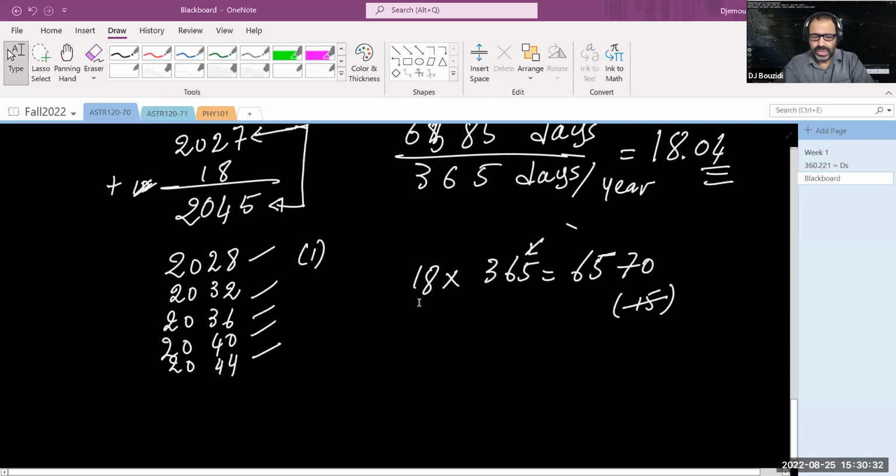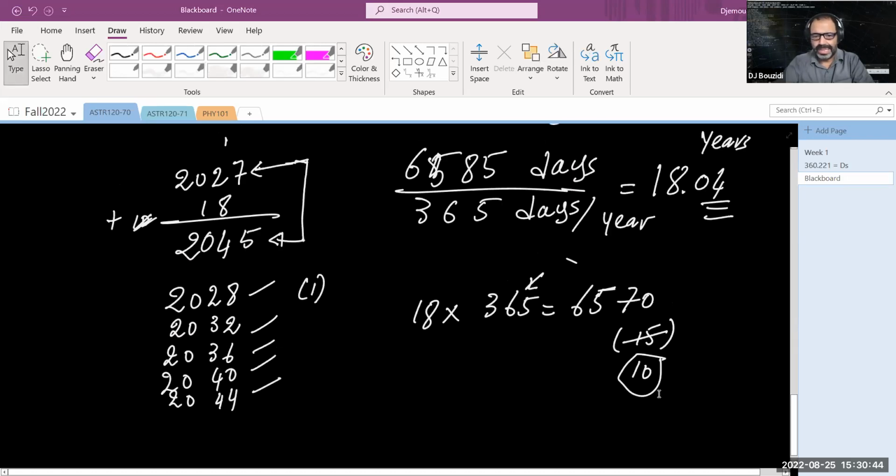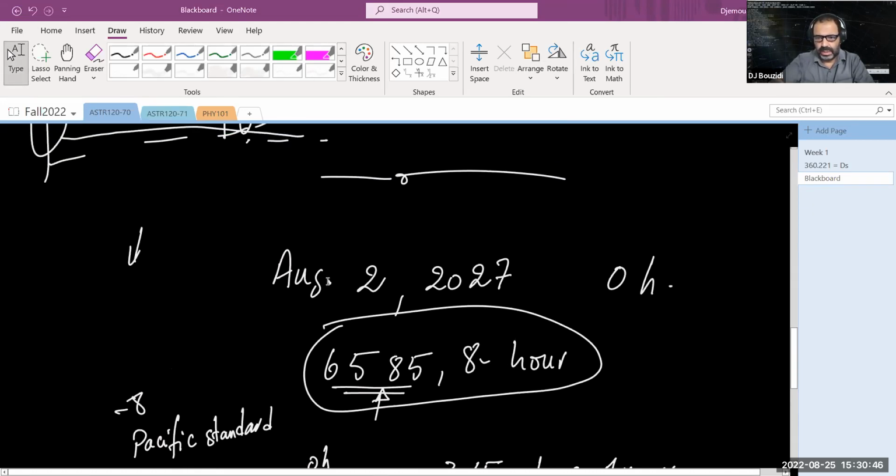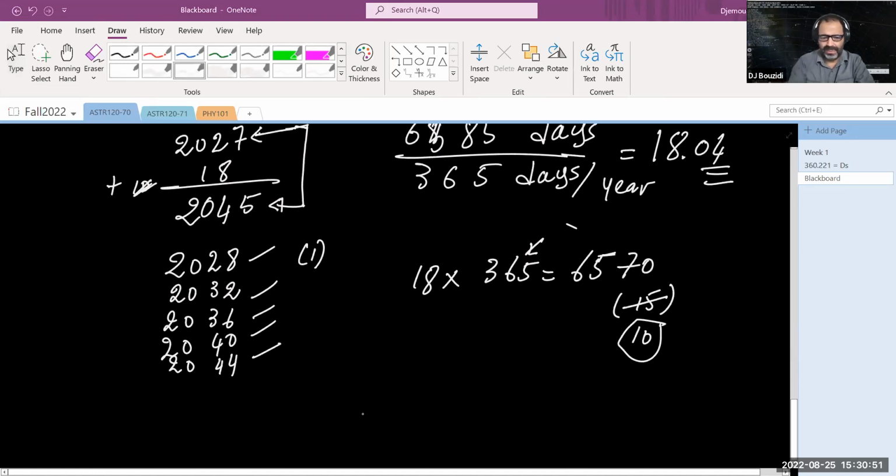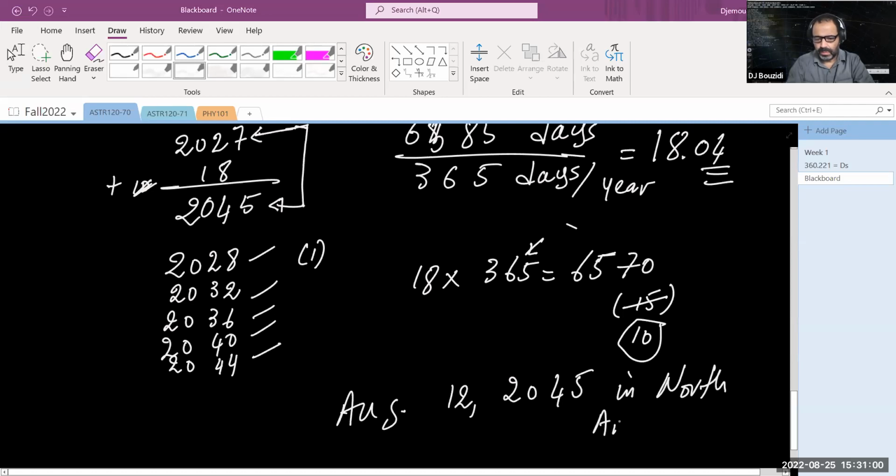So in the 18 years, there are 5 leap years from 2027 leading to 2045, and they have their own extra days anyway. So I really need to find 10 extra days past August 2nd. And if I add 10 days to August 2nd, that should put me on August 12th, 2045 in North America. More specifically, our region of the space and Mexico.